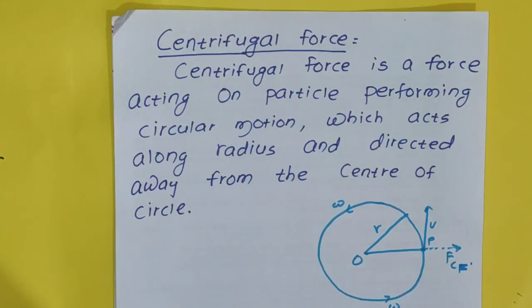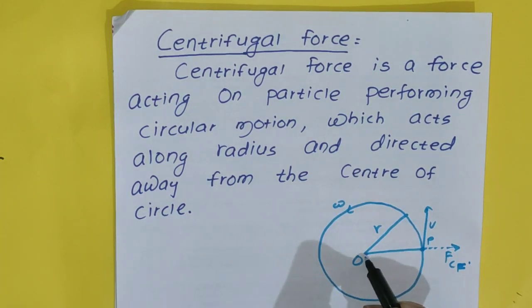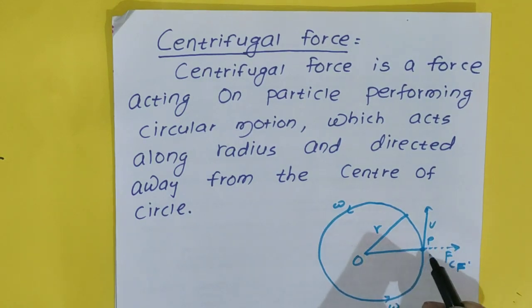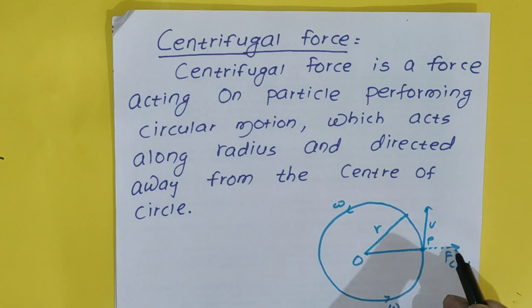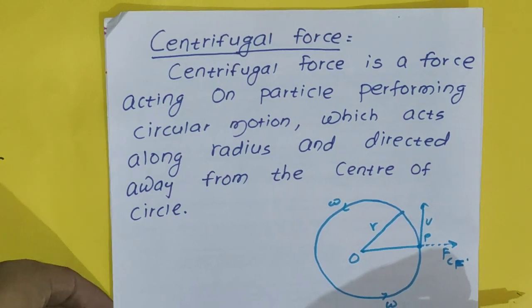Now we will learn about centrifugal force. Centrifugal force is a force acting on a particle performing circular motion which acts along the radius and is directed away from the center of the circle. We have to understand the main difference between centripetal and centrifugal force: the centripetal force was directed toward the center of the circle, but centrifugal force is away from the center of the circle. So this is the main difference. The equation is similar to the centripetal force.